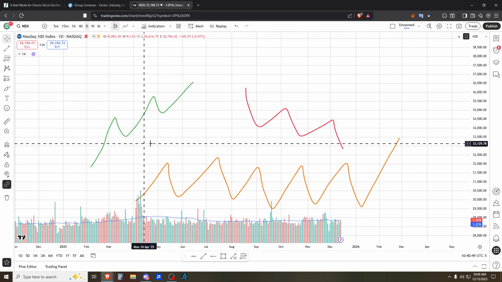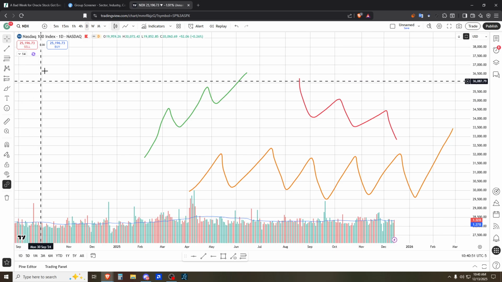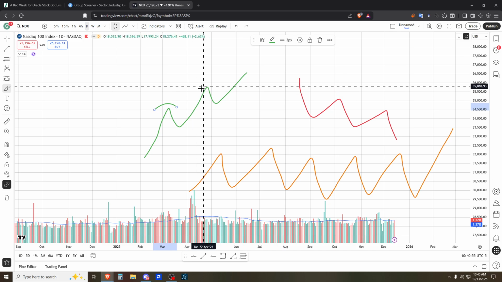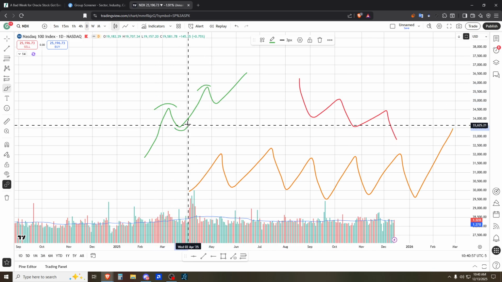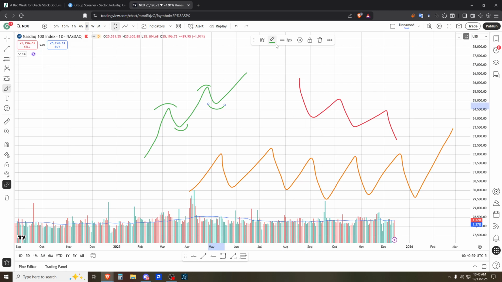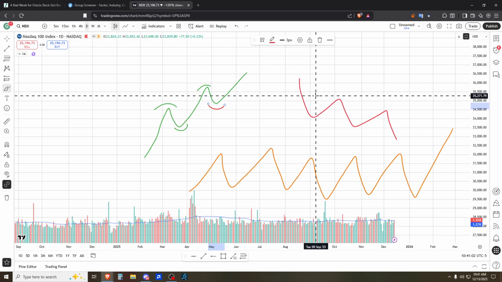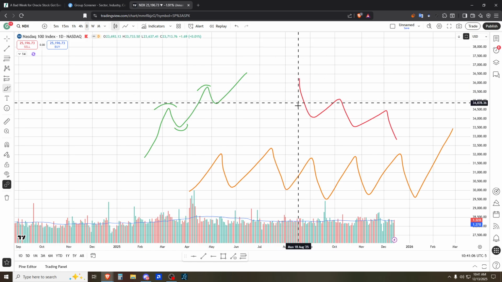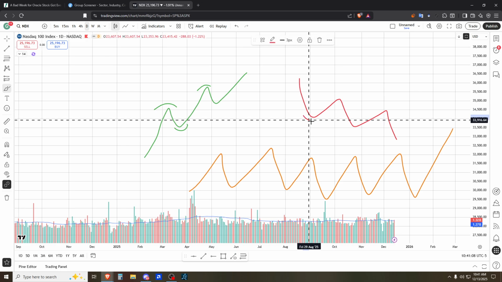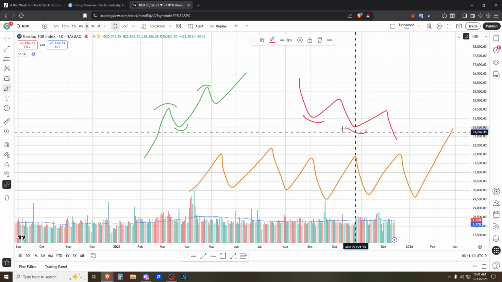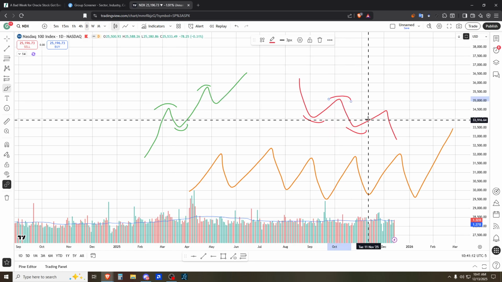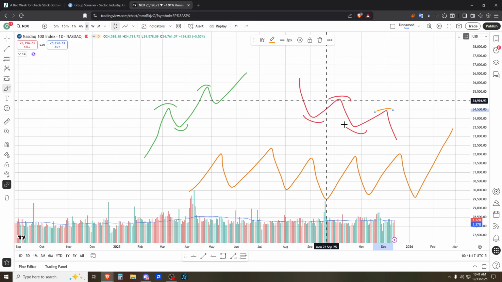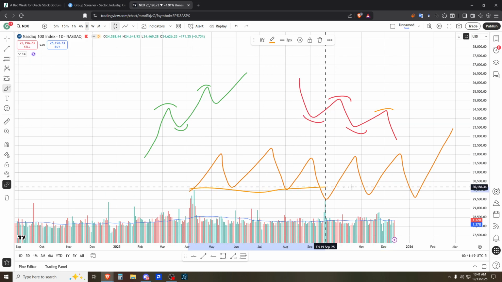This is an uptrend. In an uptrend, we have higher highs and higher lows. And then for a downtrend, we have lower lows, which is this, and then lower highs, which is this.